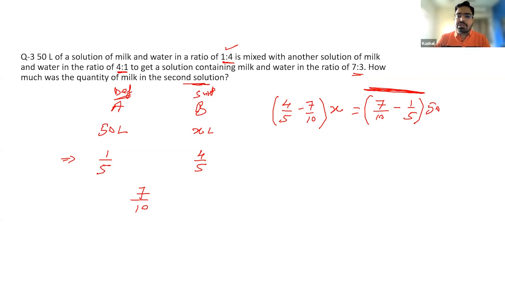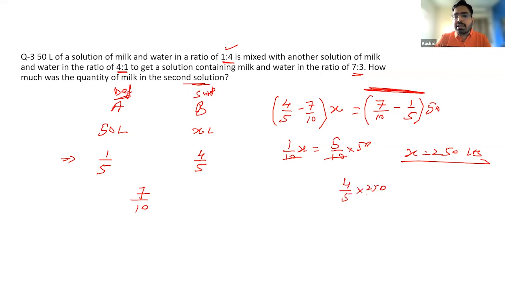Let's just solve this. So this will become 8 minus 7, so 1/10 x. The value should be over here 5/10 into 50. This will get cancelled out. The value of X will be what? 250 liters. Right? So I should have taken 250 liters of the second solution, but remember, they are not asking you the quantity of the second solution. They are asking you the quantity of milk in the second solution. Quantity of milk in the second solution should be 4/5 of 250. And that should be what? That should be 200 liters.